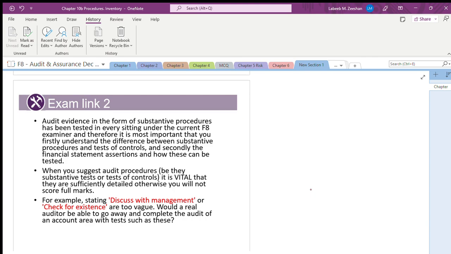For example, discuss with the management or check for existence is too vague. When you suggest audit procedures, it is vital that they are sufficiently detailed. Otherwise, you will not score full marks. You have to make sure of the difference between substantive procedures and test of controls.